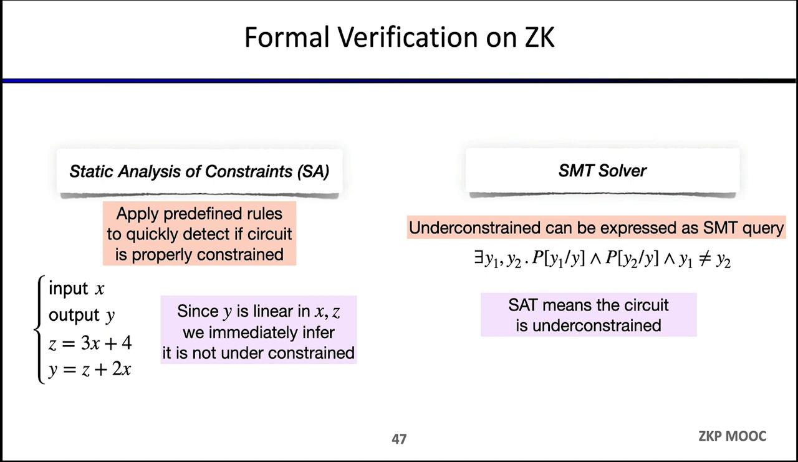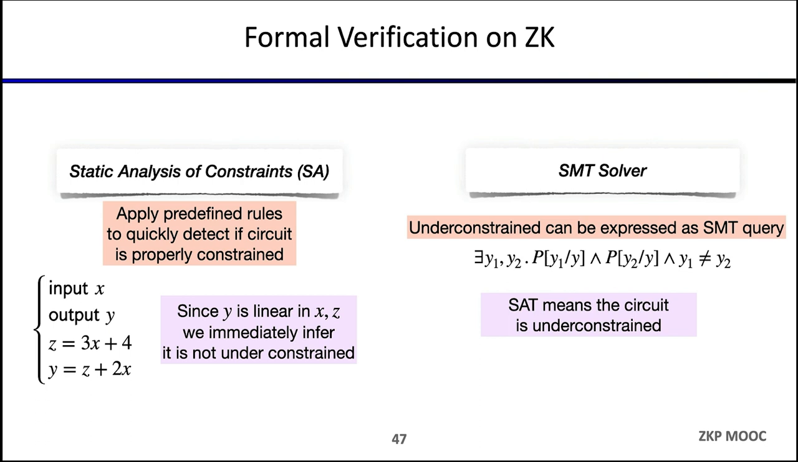Both approaches have their pros and cons. Static analysis of the constraints is very scalable and allows us to verify large circuits that are safely constrained. However, it oftentimes suffers from false positives, in that if it says that a circuit is under-constrained, it might not be the case. On the other hand, an SMT solver does not suffer from false positives because it is based on very precise symbolic reasoning. But it has a hard time scaling to large circuits with just a few hundred constraints.